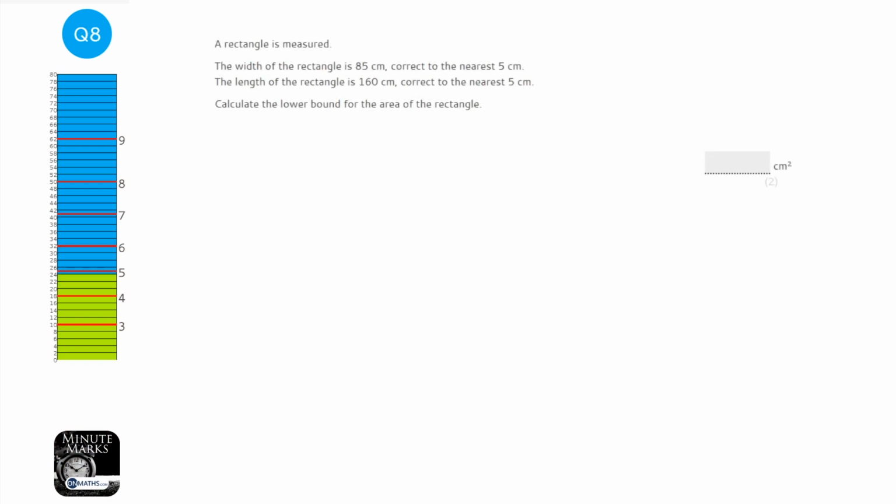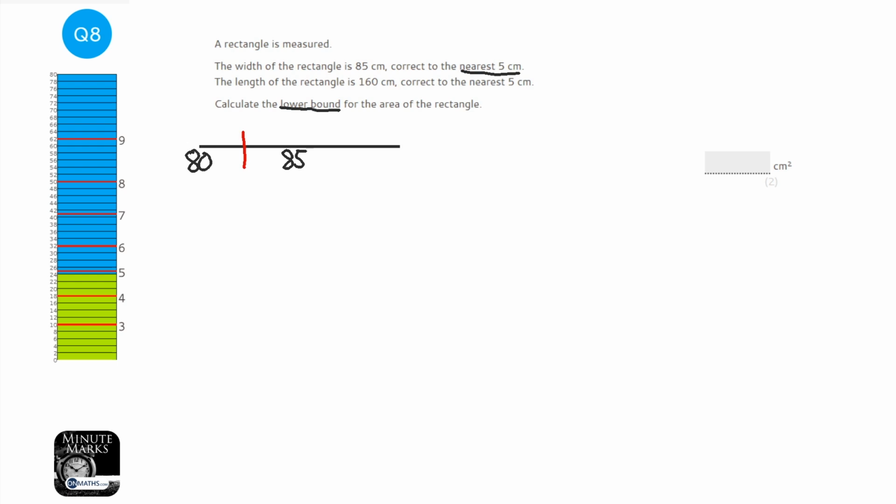Right, when working with bounds, the easiest way of answering the question or thinking it through is just to do a quick number line. Put the number that's been rounded in the middle, and try and figure out what the next one down is. Well, it's 10 nearest 5, so the next one down is going to be 80. Now, we could do the next one up, but it's asking for the lower bound, so we're only interested in the lowest possible values.